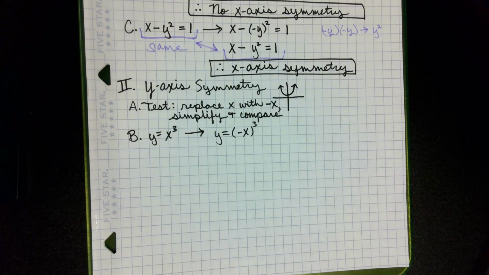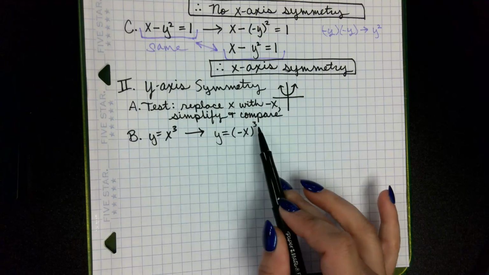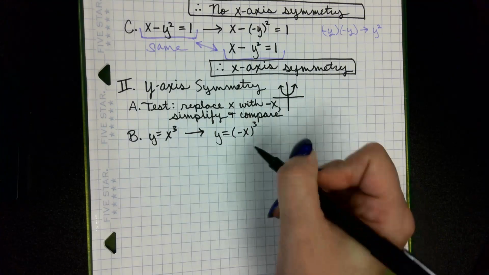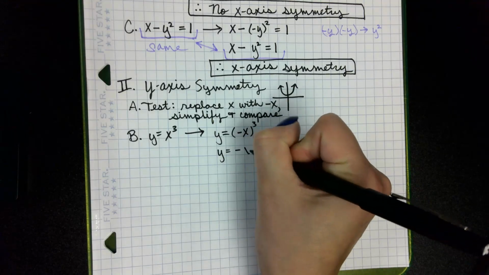All right, so if we have negative x to the third power, it's negative times negative is positive, times another negative makes it negative again. So an odd power, your negative will stay negative. So y equals negative x to the third power.